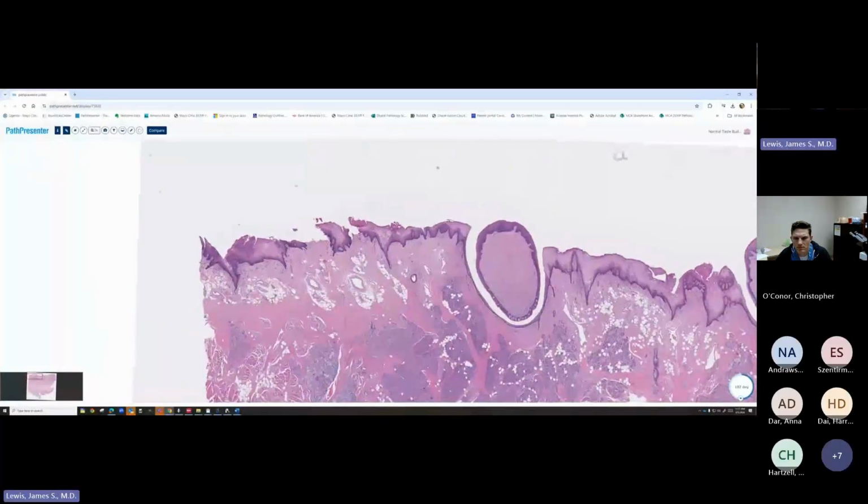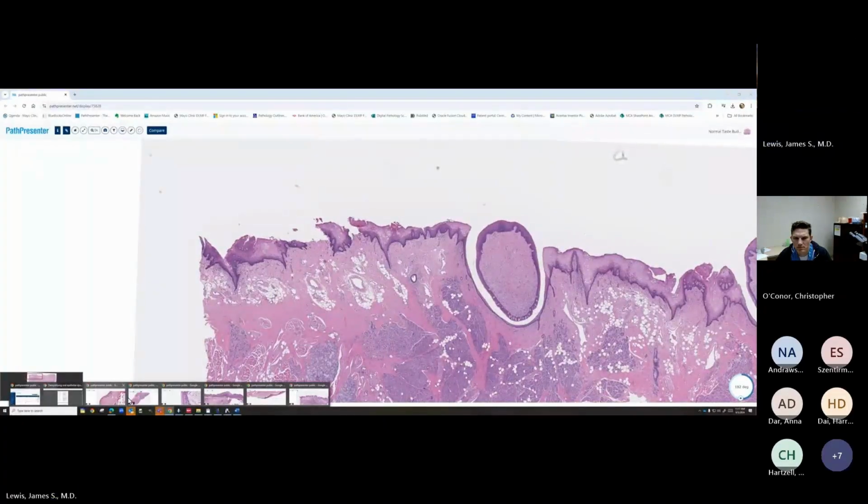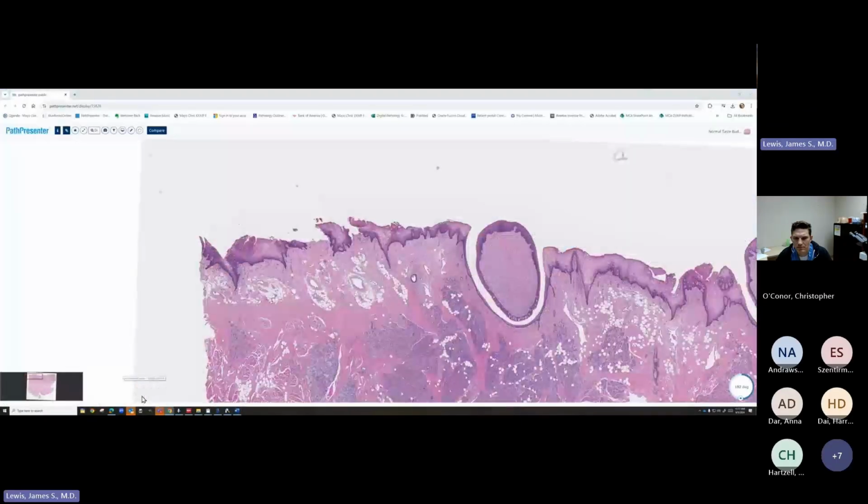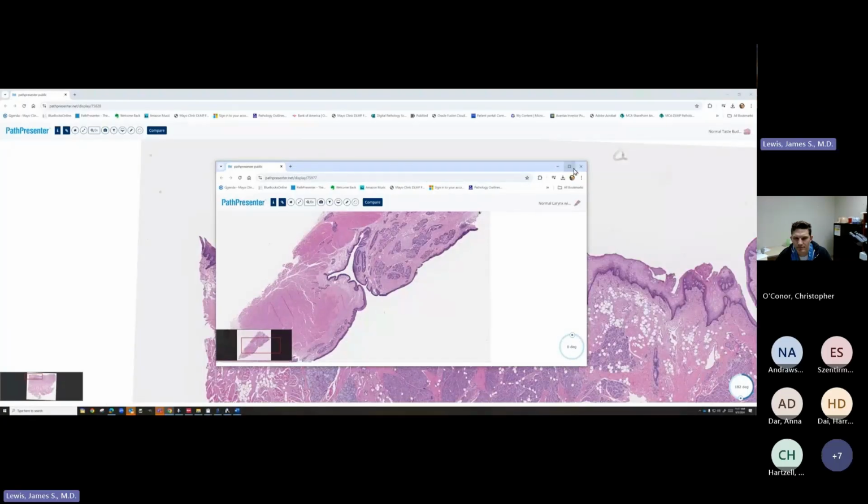Okay, and then we do larynx. Let me see where my larynx one is. Oh, got a lot of screens open. There it is. You guys stop me with questions or comments.